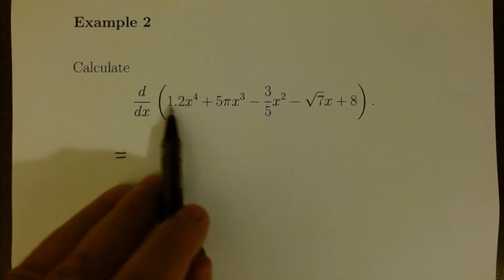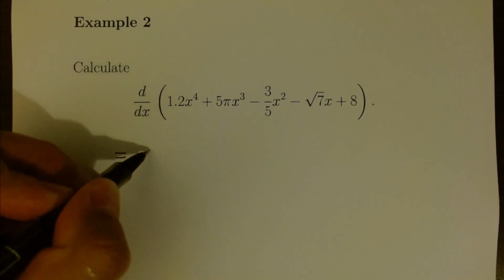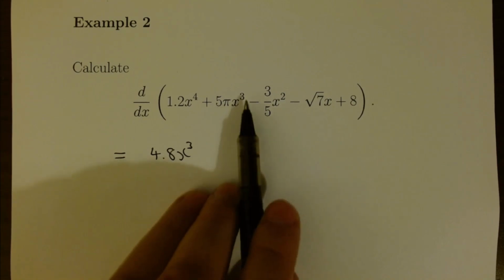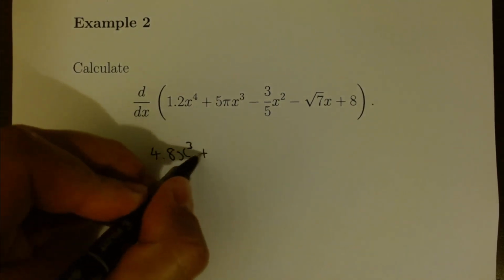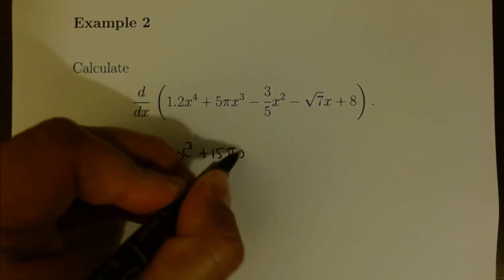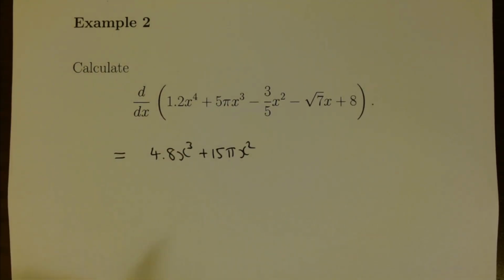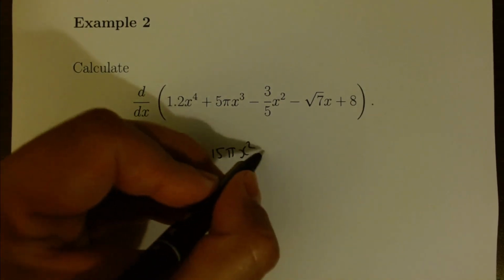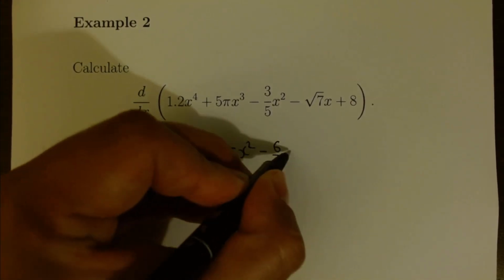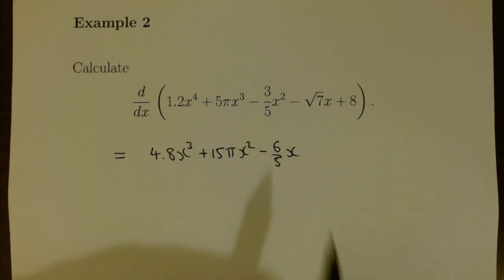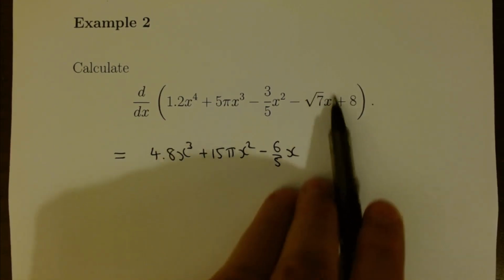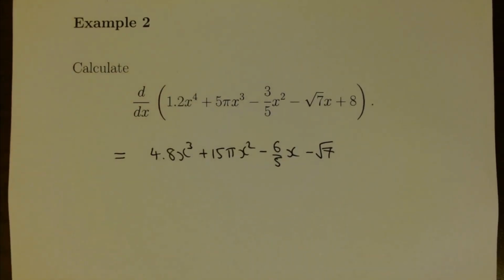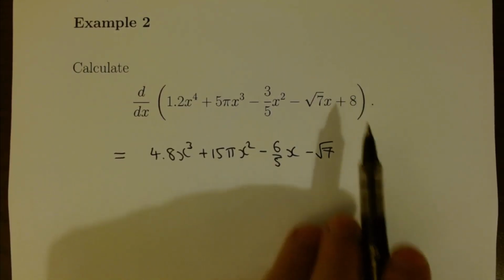So the 4 comes down, multiplies 1.2, that gives us 4.8 x to the 3. The 3 will multiply the 5 pi to give us 15 pi x squared. The 2 will come down and multiply the fraction, the 3/5. That will give us minus 6/5 x. And the root 7x, that's a linear term, so that just becomes minus root 7. And then the plus 8 is the constant term, that will just become 0.